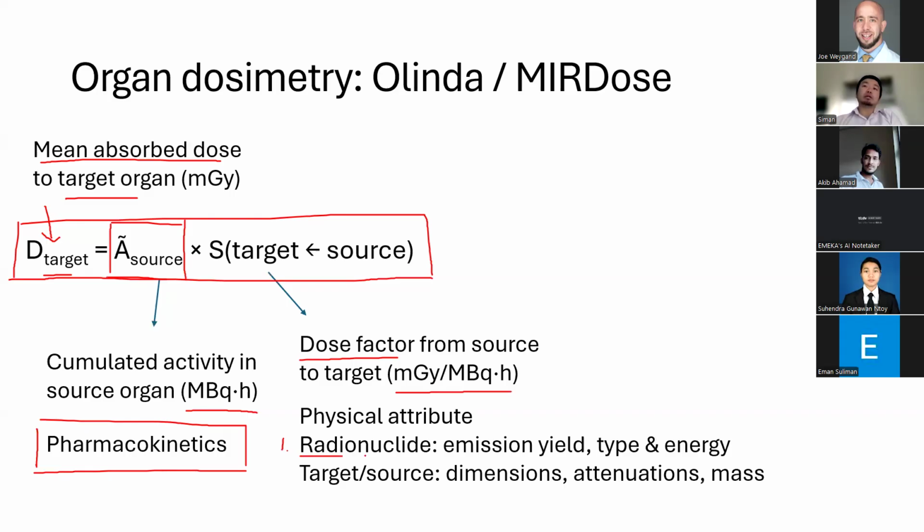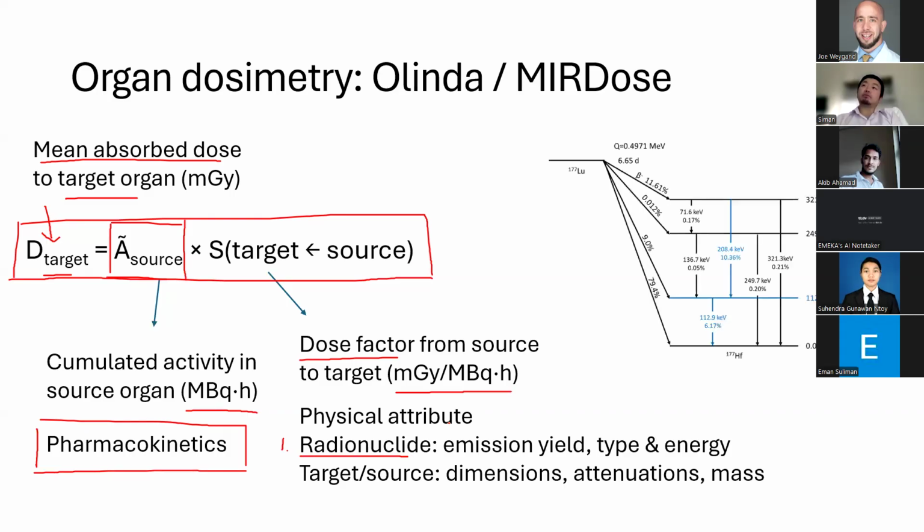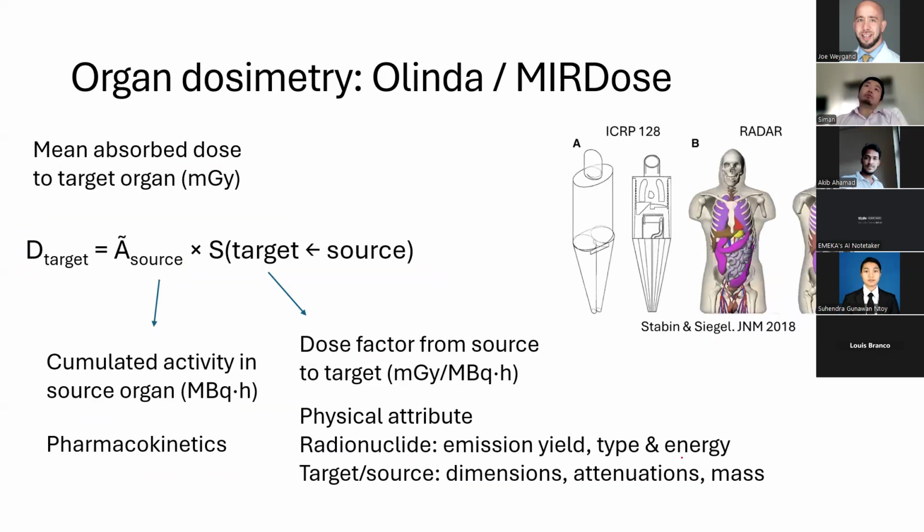The first one is the radionuclide. So, for a specific radionuclide, let's say in this case, I'm showing lutetium, you have the decay scheme, right? So you have the probability or the yield, and then you have what type of radiations, beta particle and gamma here. So you have all that information, and it also takes into account the target and source dimension, attenuation, and mass.